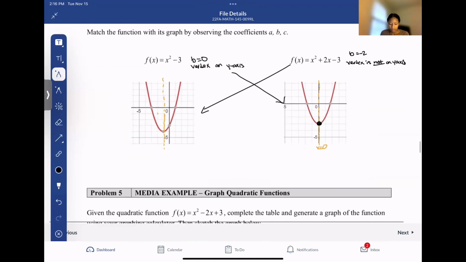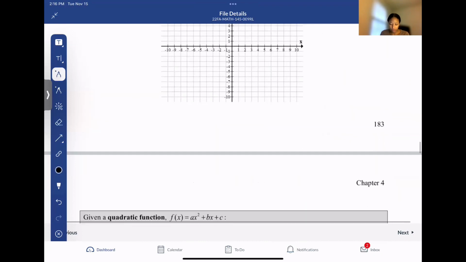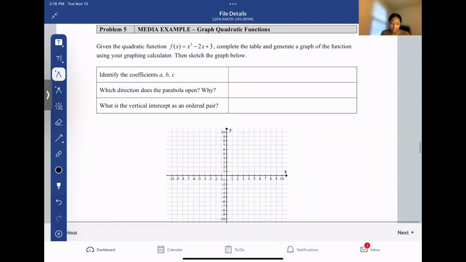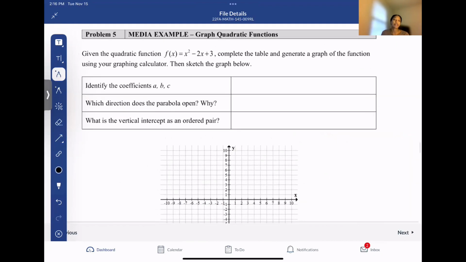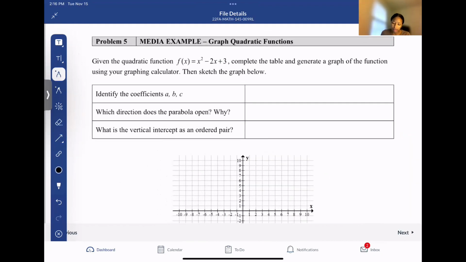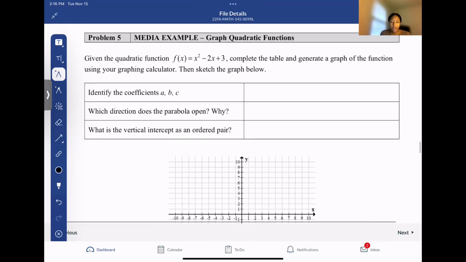All right, let's jump into problem 5, which is one more of these where we identify A, B, and C, determine if the parabola opens upward or downward, find the vertical intercept, and then sketch the graph after looking at the graph on Desmos. Here we have f of x equals x squared minus 2x plus 3. A in this case is 1, B is -2, and C is 3. Based on the fact that A is 1, which direction does this parabola open and why? This parabola opens upward.